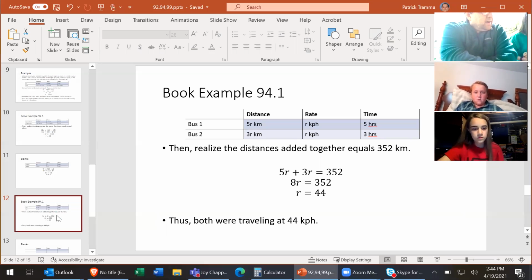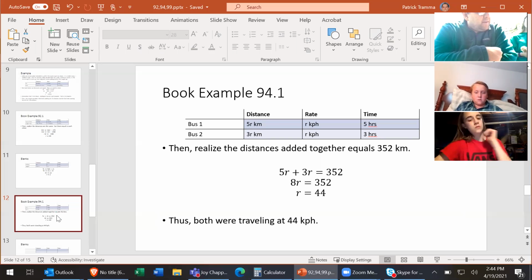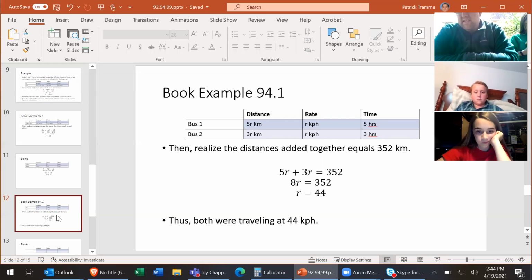A southbound bus left Fort Walton Beach at 9 a.m. 2 hours later, a northbound bus left the same station. If the buses traveled at the same rate and were 352 kilometers apart at 2 p.m., find the rate of the buses. Okay. So in this case, the distance isn't the same. They're not traveling the same distance, but we know how far apart they are at the end of it. So let's see what we can get together.